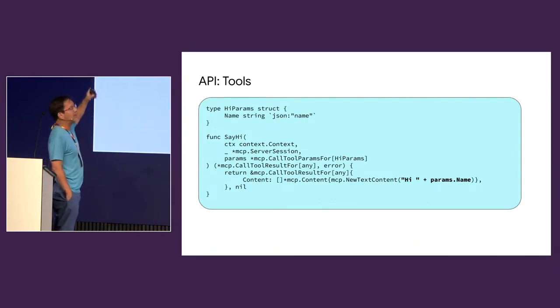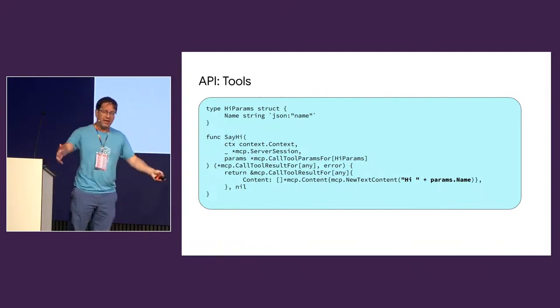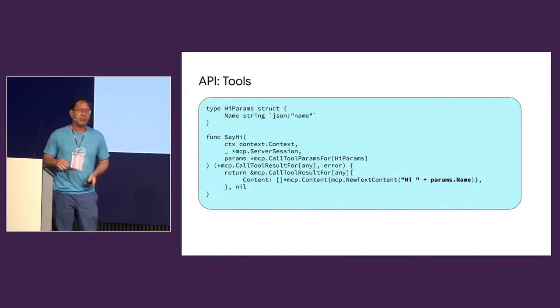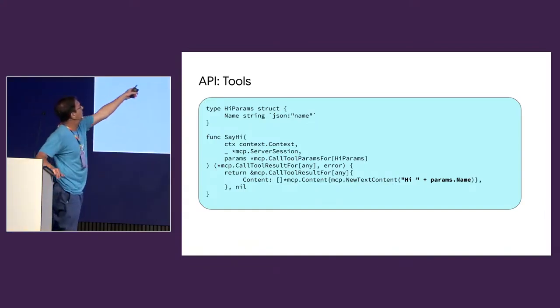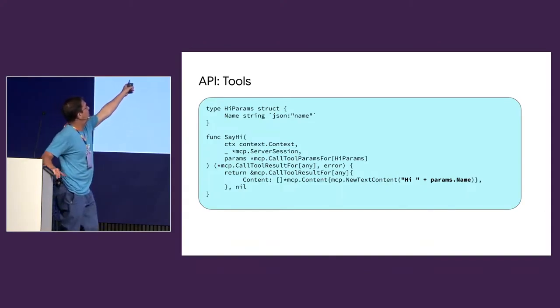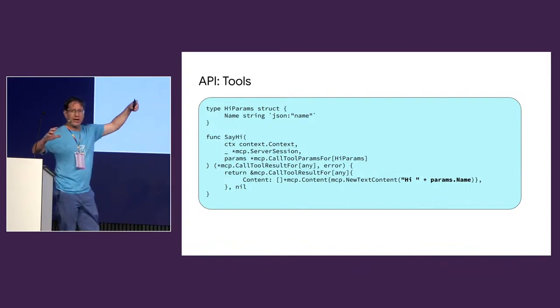But it could be any JSON serializable thing, including slices and maps of stuff, as long as it's JSON serializable all the way down. And all this is boilerplate. The only thing it does is concatenate that name to the string hi. But of course, a normal tool will do much more. And you see that we use generics there, because it says call tool params for square brackets hi params.